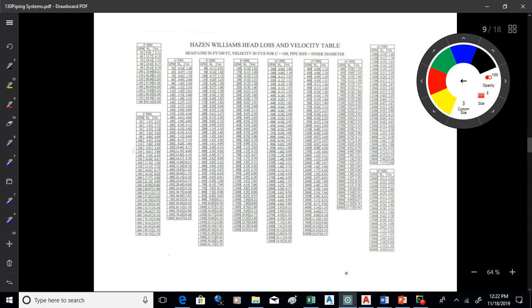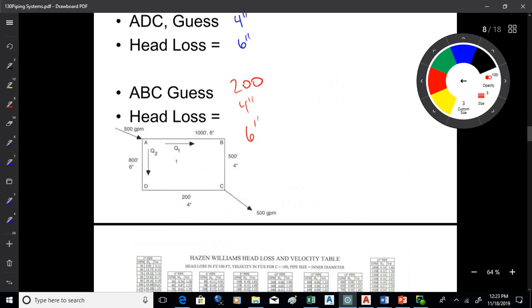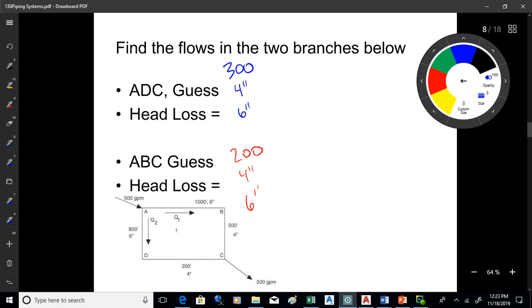So 300 for 4 and 6 looks to be 8.17. Nope. 9.28. There we go. And then 1.29. And then we're going to go 200 on the other side. That'll be 4.38 and 0.61, I think. All right. And we try again.